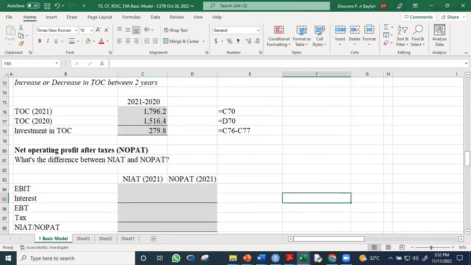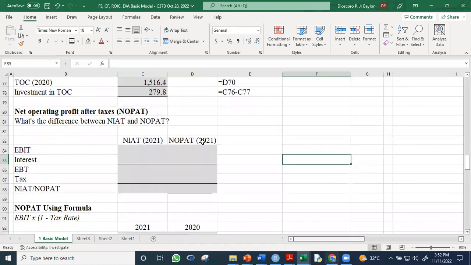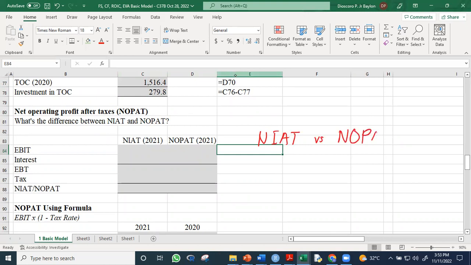All right. So we come to our last portion here. We would like to get the difference between NOPAT. Okay, we have here net income after tax versus net operating profit after tax. Okay, the difference lies in the operative word. If you were operations, if you were management, you would want to be evaluated using NOPAT, operating profit, and I'm going to show you in a while.